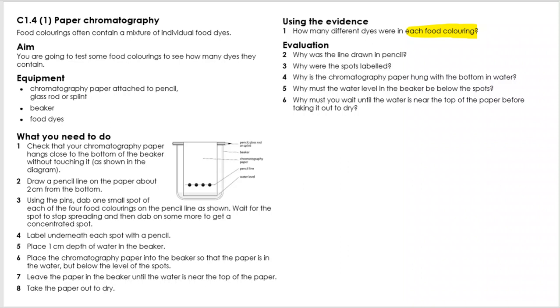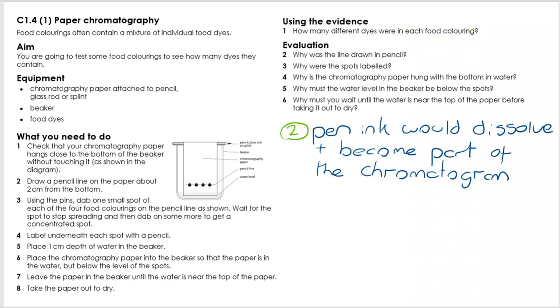So the first one, why was the line drawn in pencil? Well, we know that we often use chromatography to separate inks. If I use a pen, that is ink. The ink will dissolve in water. And so we don't want the ink line to become a part of the chromatogram. We're not going to be able to have valid results based on what we're actually investigating.